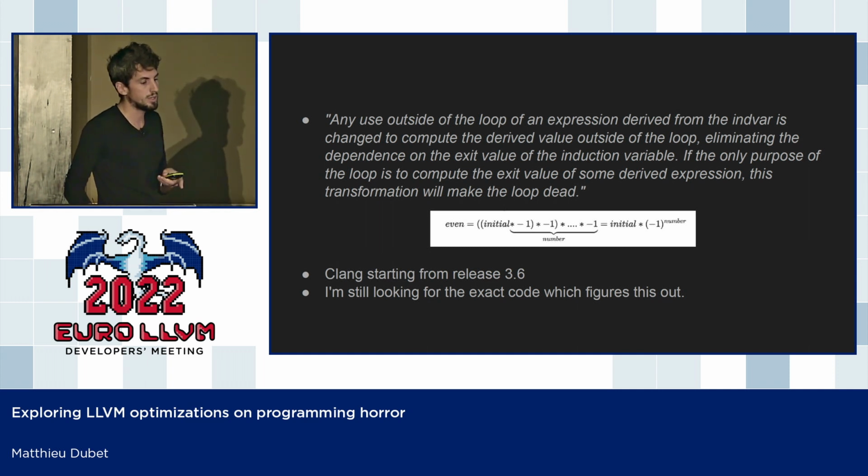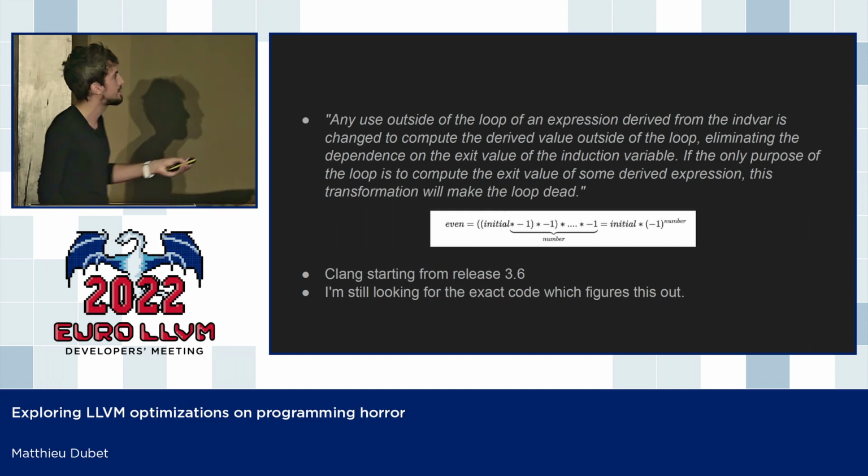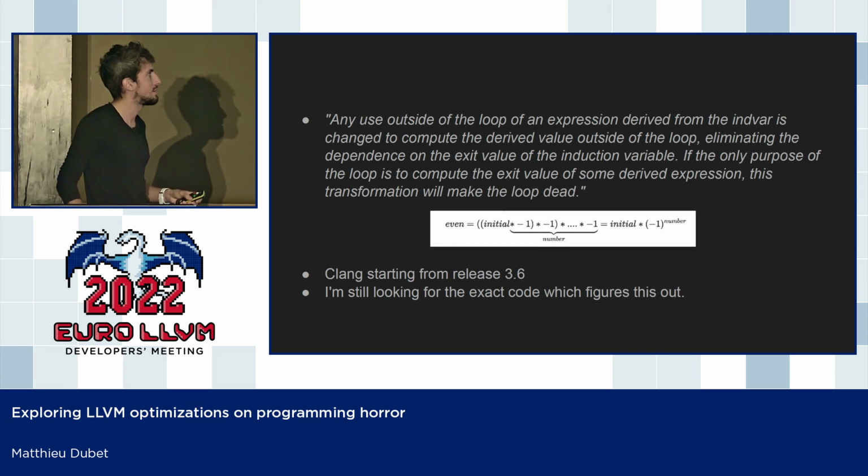Clang is able to understand that this loop is useless and can be just replaced by this expression, starting from release 3.6. And I've tried to look inside the C++ code of Clang to find which exact part of the code base is able to figure this out, and I haven't yet found it. So if any of you know which exact part of the code base is able to figure this out, I would be interested. Maybe one of you actually wrote this canonicalized phase. So that's an open question, and I would like to know more: who wrote the code between release 3.5 and 3.6 which is able to fix this?